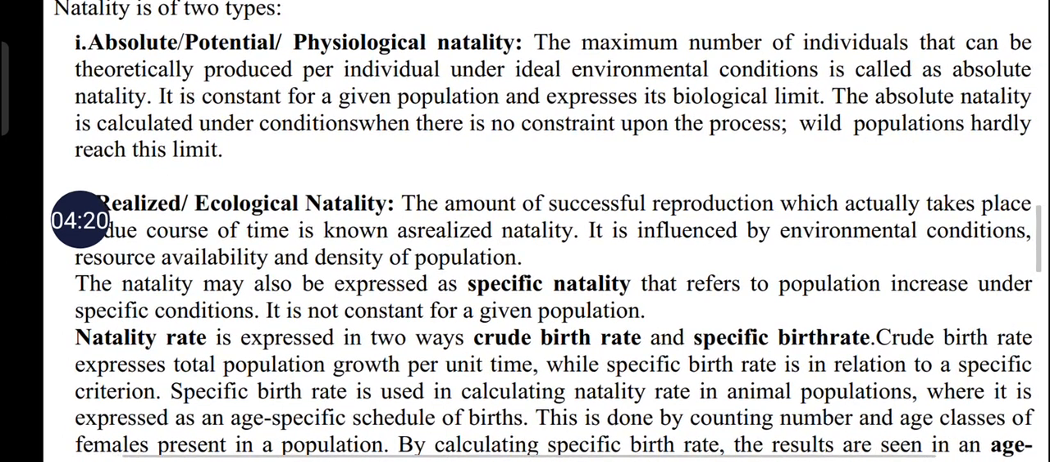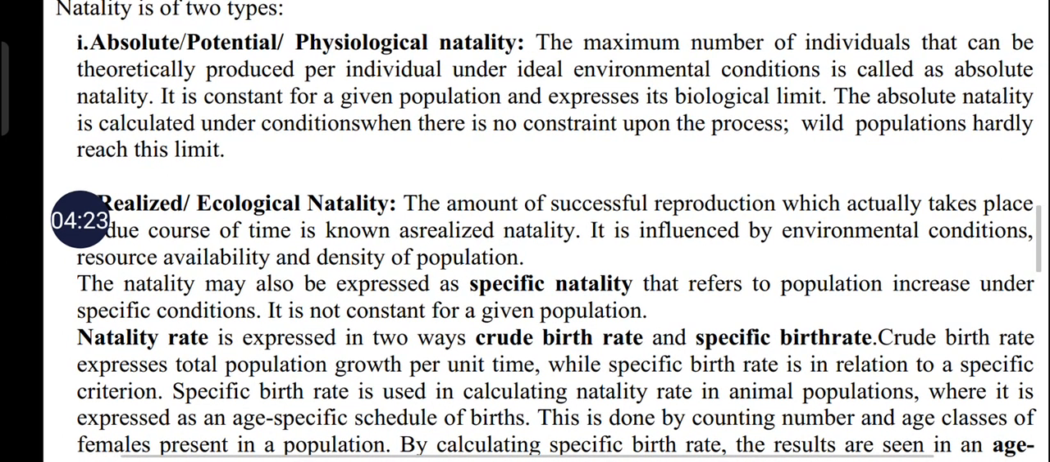Absolute natality, also called potential natality or physiological natality, is the maximum number of individuals that can be theoretically produced per individual under ideal environmental conditions. It is constant for a given population and expresses its biological limit. The absolute natality is calculated under conditions when there are no constraints upon the process. Wild populations hardly reach this limit.